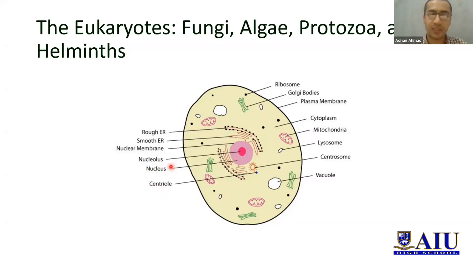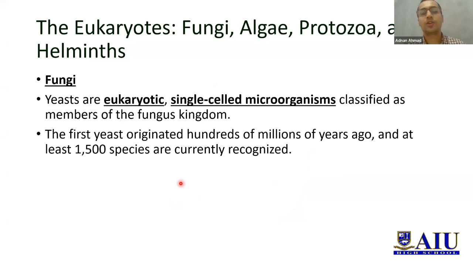You guys have studied the function of these individual cell organelles in Biology 1, but now we are dealing with an advanced course here. So with respect to the unicellular microorganisms in the eukaryotes, we will be dealing with fungi, algae, protozoa, and helminths. Yeasts are eukaryotes, which are made up of this advanced type of cell. These are single-celled microorganisms. They are made up of one cell, and you cannot see them without the help of a microscope.